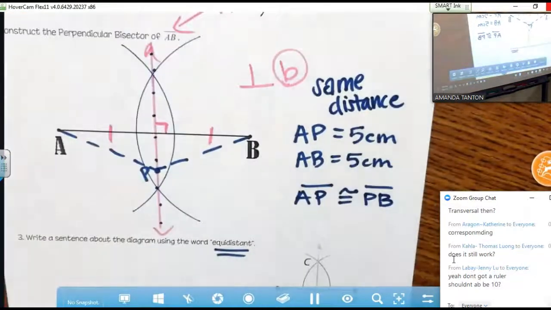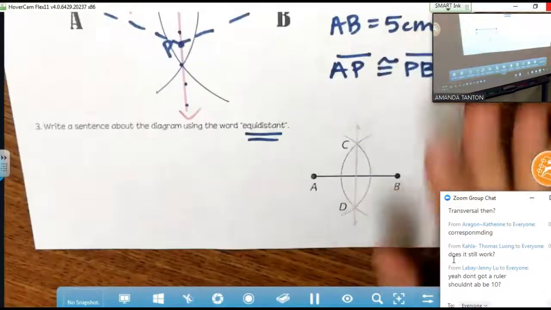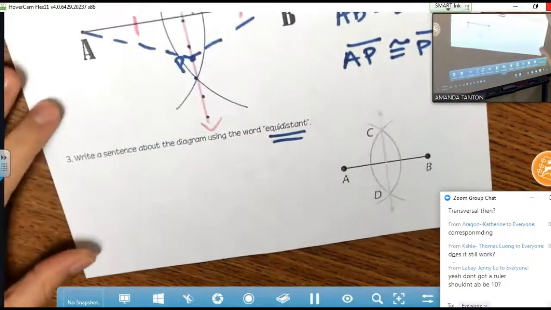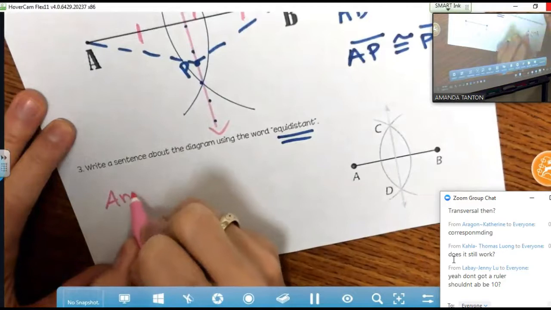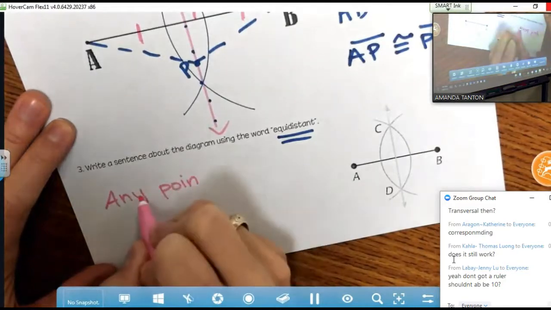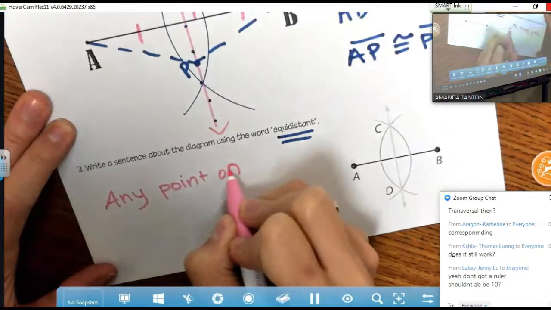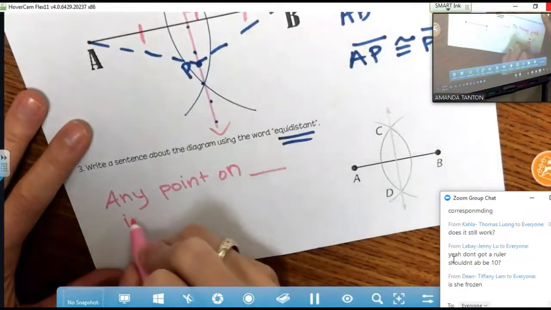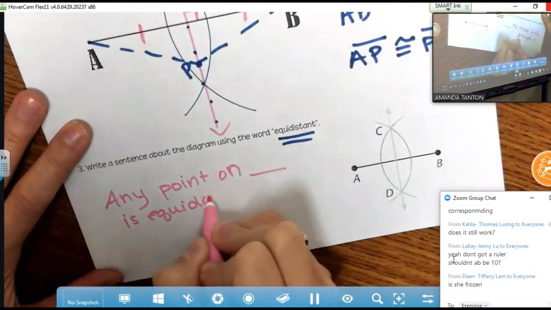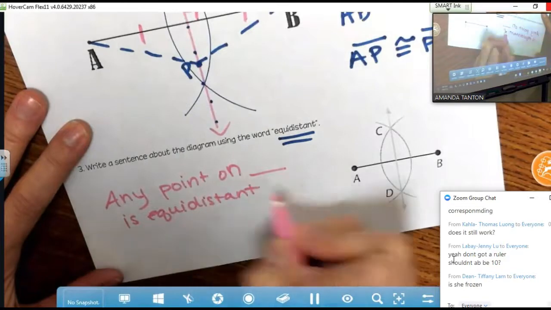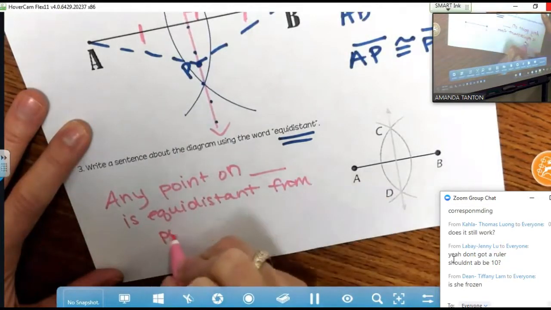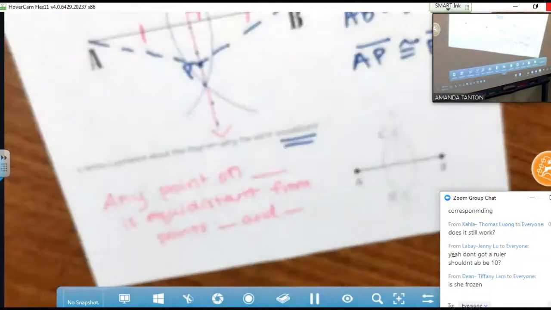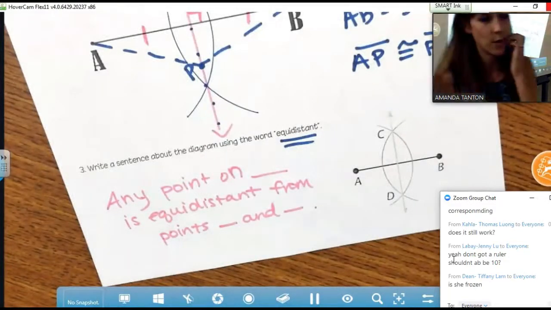Okay? So now down here, I'm going to write a sentence. You need to write the same sentence and fill in the blanks. Okay, so here's my sentence. Any point on, you fill in the blank, any point on wherever is equidistant from points blank and blank. So go ahead and see if you can fill in those blanks.